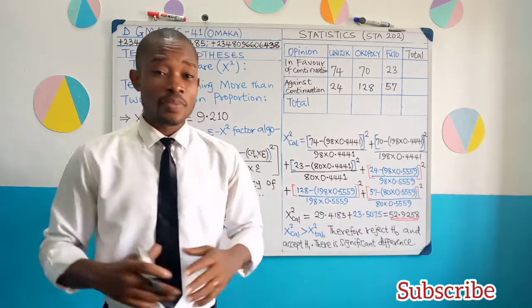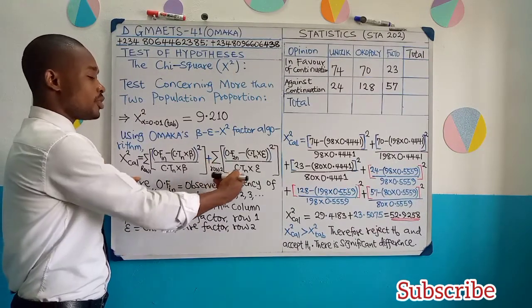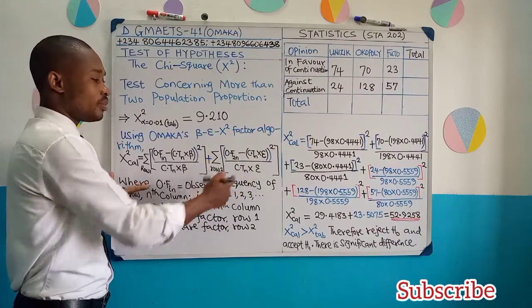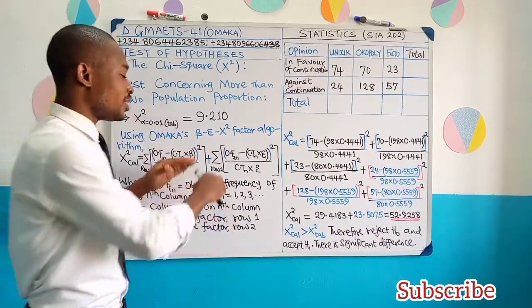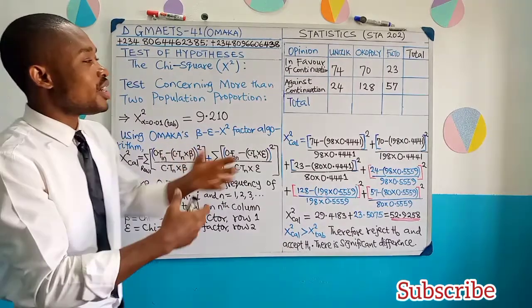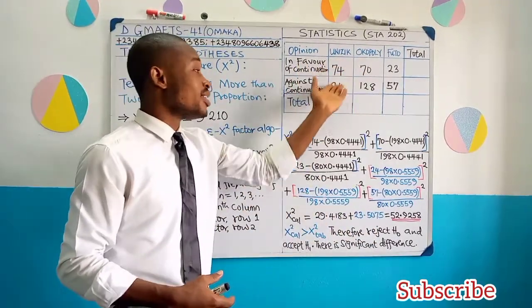Alright, and here on the board we have the formula. This is the beta epsilon chi-square factor algorithm. The important thing about this formula is that you can still use it, alright, in a case where the table has more than 2 rows. This table you're analyzing is a 2-row table.